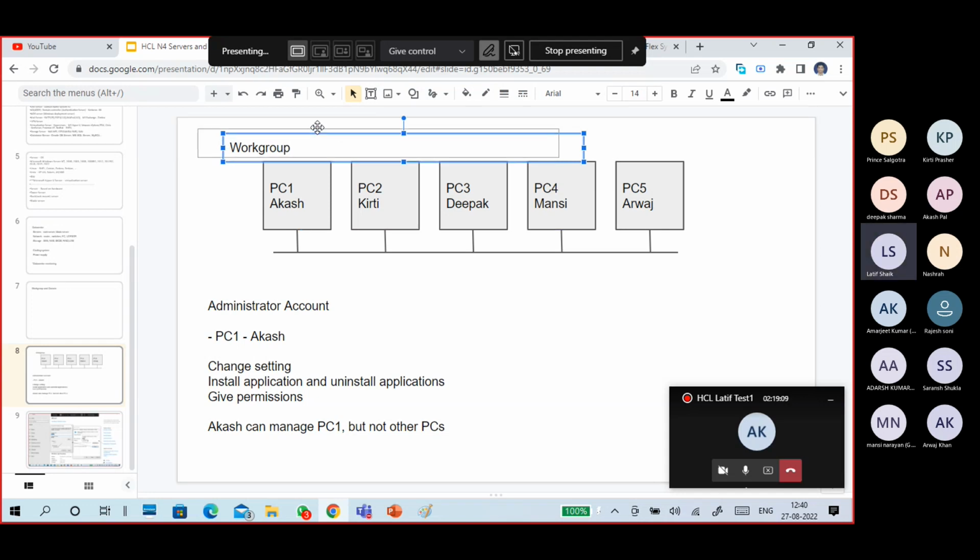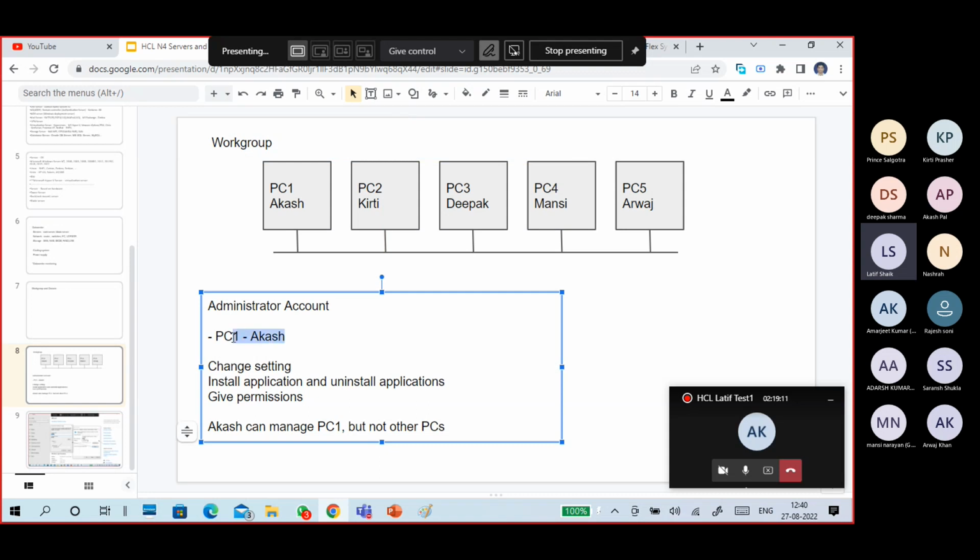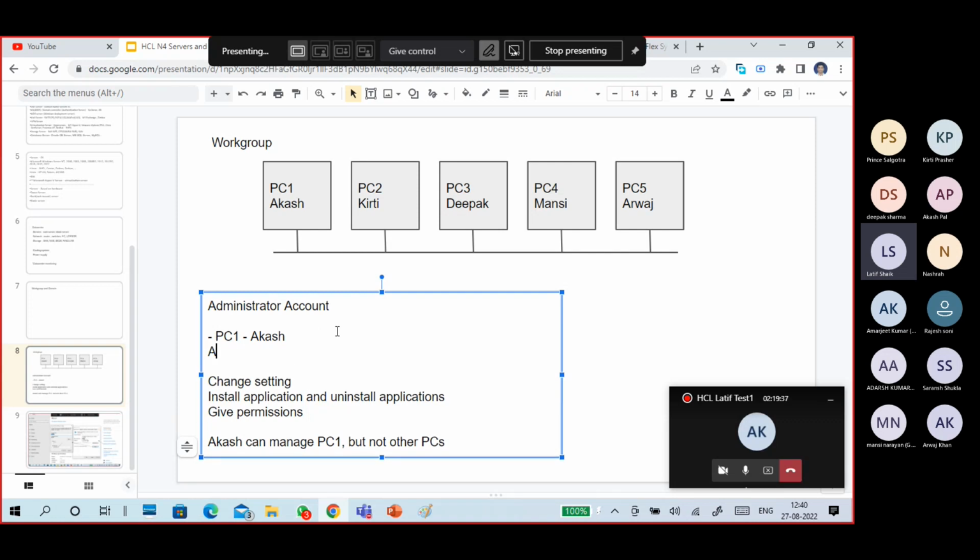Workgroup model, what happened? Every PC has its own administrator. The administrator can manage their PCs. There is no centralized administration. To manage PC1, we need Akash. To manage PC2, we need Kirti. So they have their own administrator. It's like Akash is the local administrator of PC1.